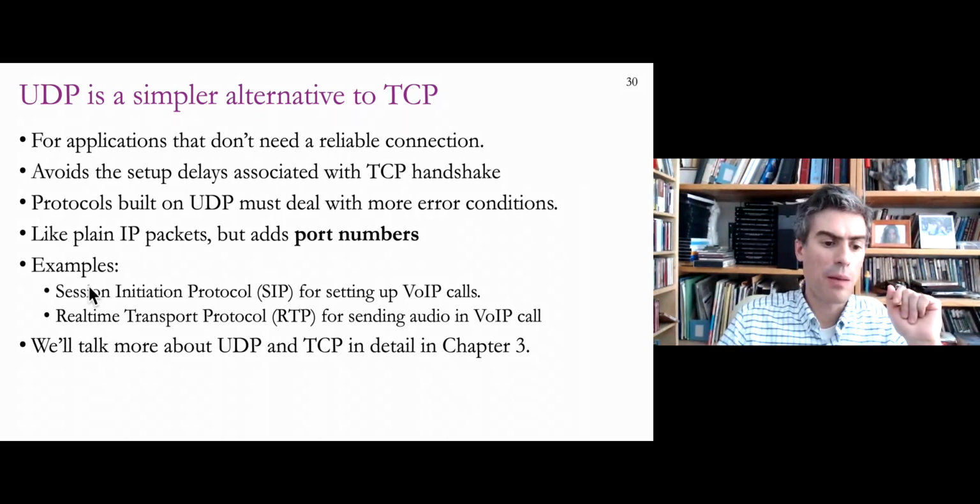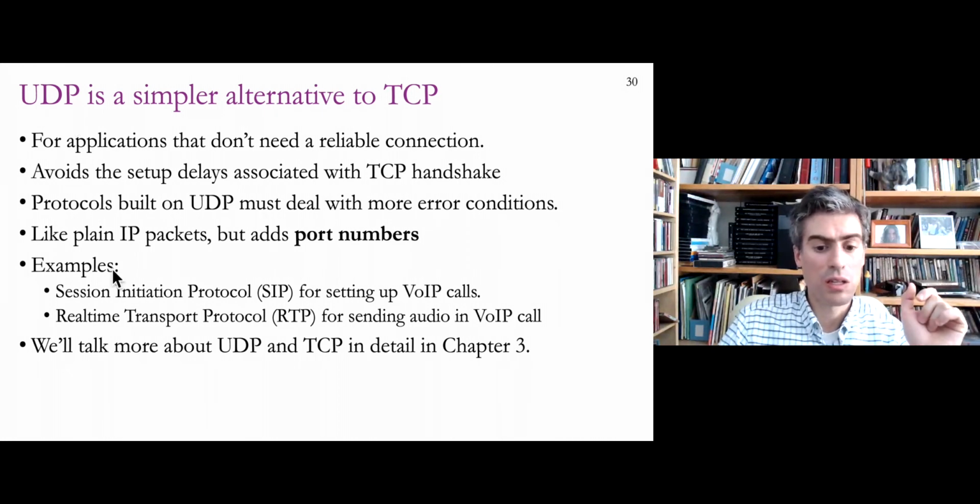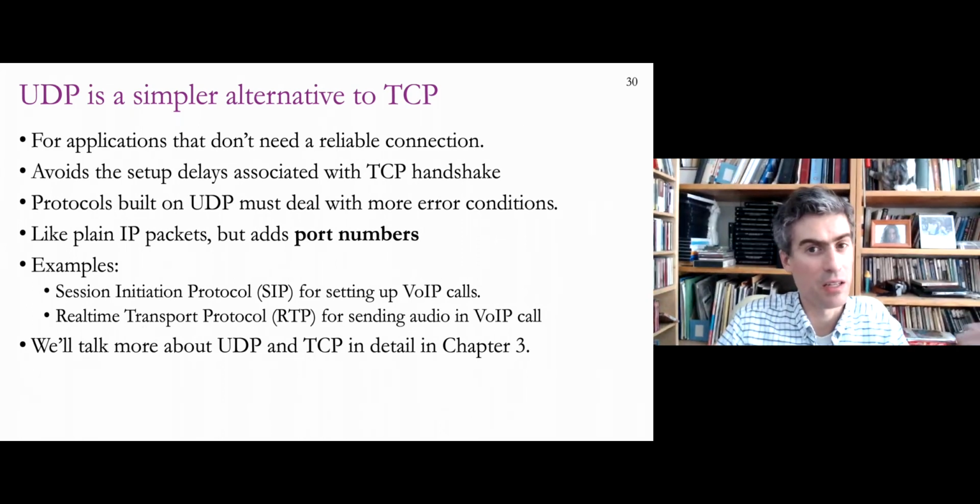There are a few applications that do use UDP, even though it's unreliable, even though packets can be reordered, and that size is limited. Usually it's for media streaming, where if a packet is lost, retransmitting it doesn't make sense because it's going to be out of date and useless anyway. But we'll talk more about UDP and TCP in Chapter 3.